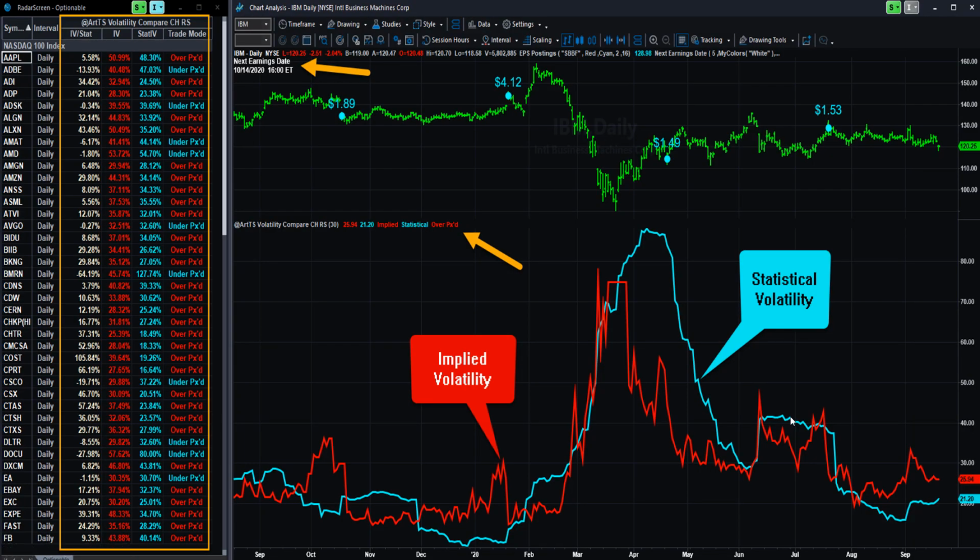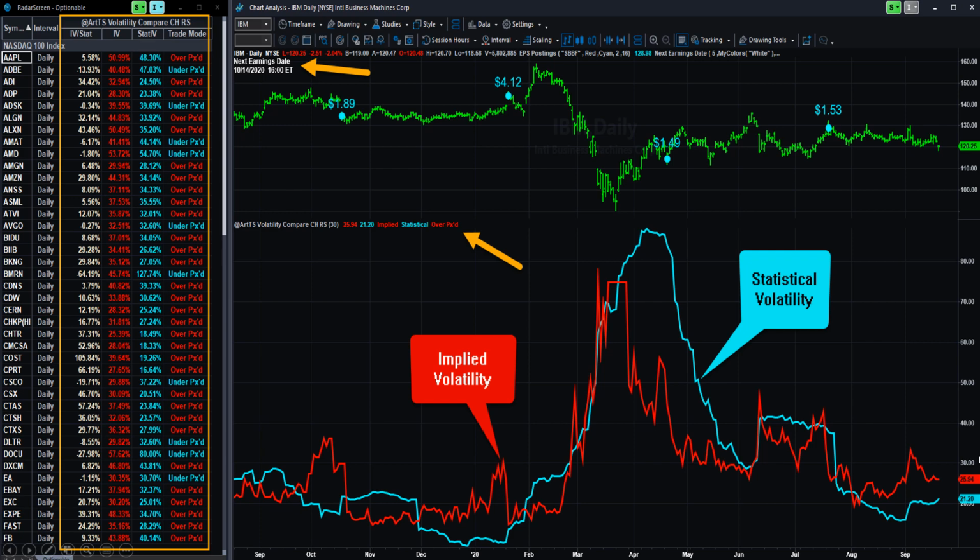It has a radar screen on the left with the comparison indicator as well, because we can use this comparison not only on one stock in a chart, but we can put it in radar screen and look for those particular unique stock symbols that may be underpriced or overpriced. And we can actually use a ratio of these two values to see which ones are most overpriced or most underpriced by sorting on those columns.